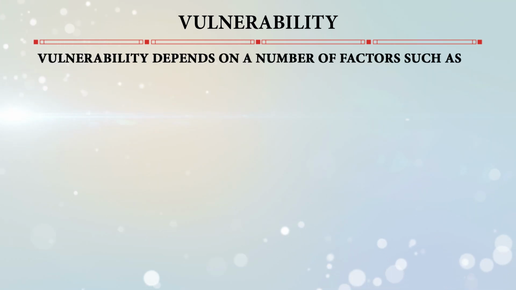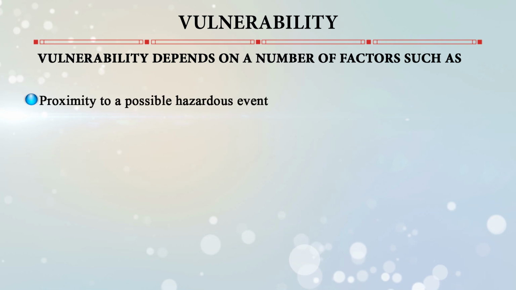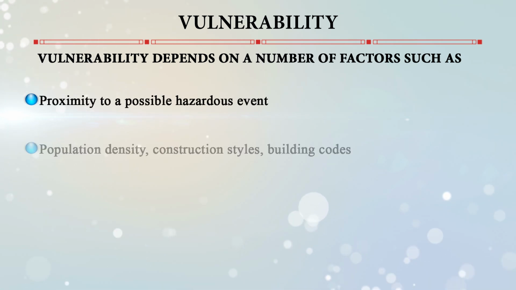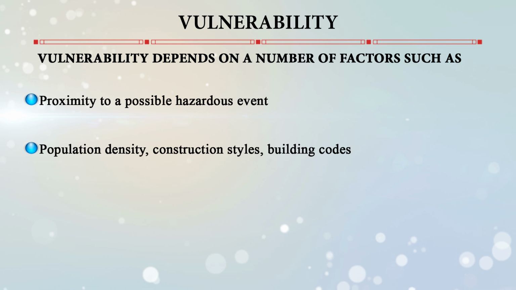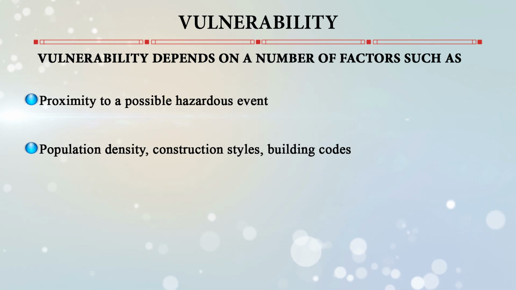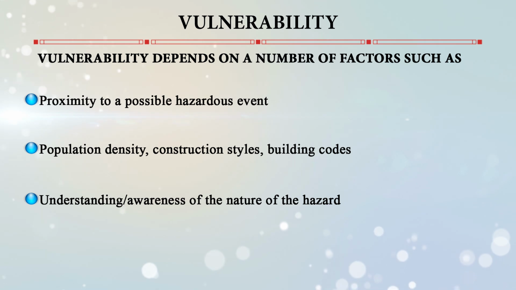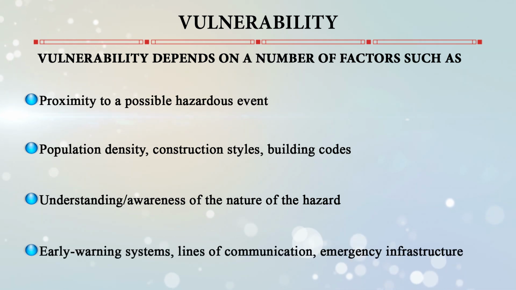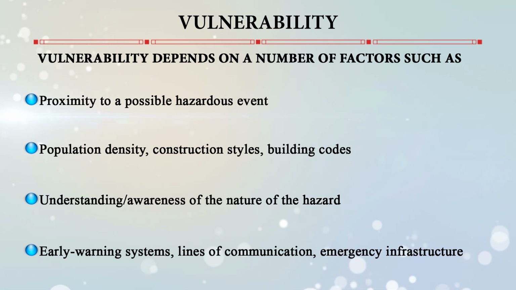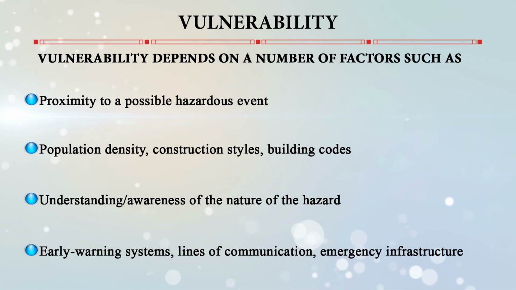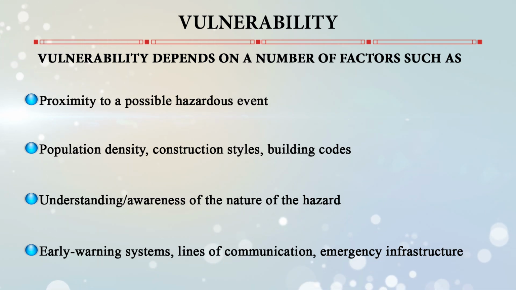Vulnerability depends on a number of factors such as proximity to a possible hazardous event, the population density, construction styles and also the building codes, understanding and awareness of the nature of the hazard. Also, early warning systems. In some places the early warning system may not be there. The lines of communication and also emergency infrastructure. So, the vulnerability depends on all these factors. Now, in vulnerability, there are again classifications.